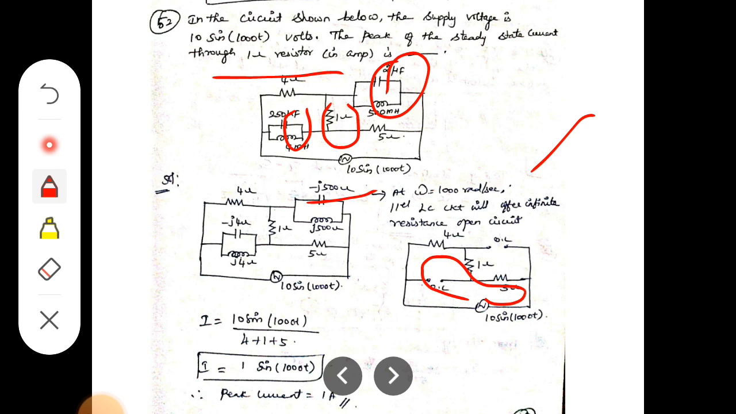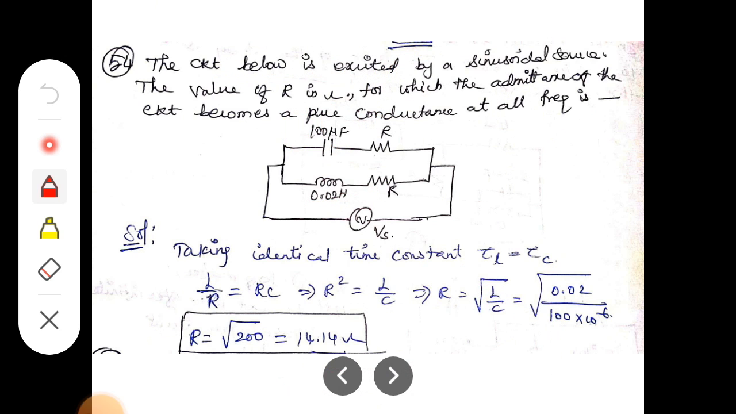V is equal to 10 sin omega t, sin 1000 t, divided by 4 plus 1 plus 5. So the final answer is I equal to 1 sin omega t. So the maximum current is 1 amp. So this is the final answer for the given problem. Next, let's move to another problem.